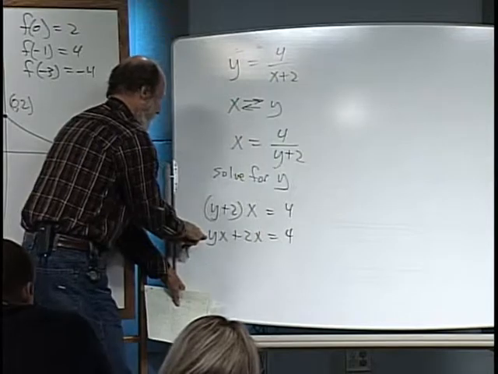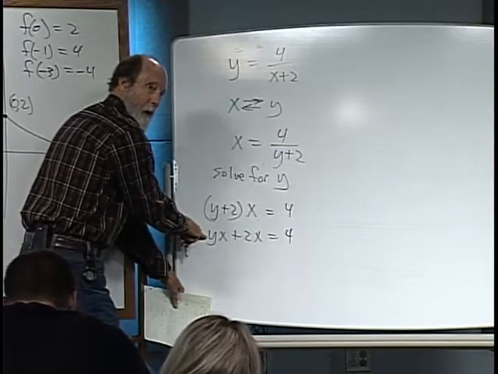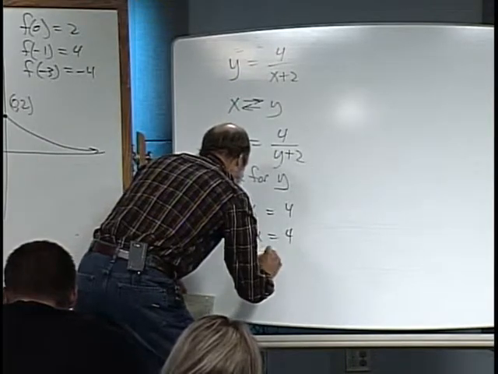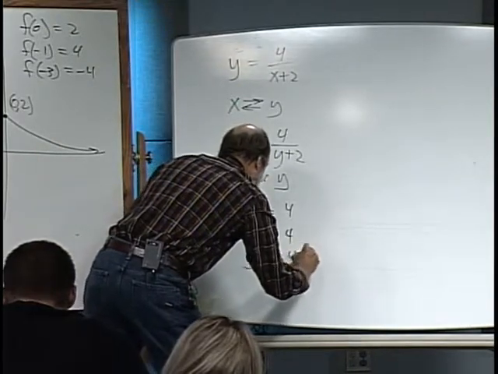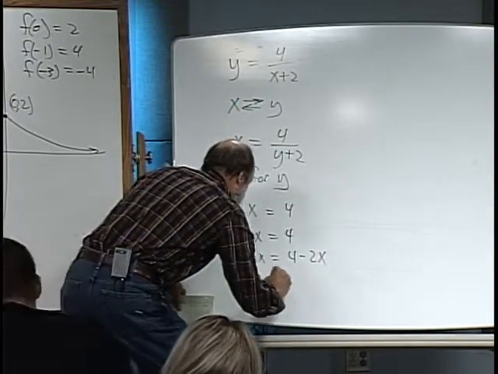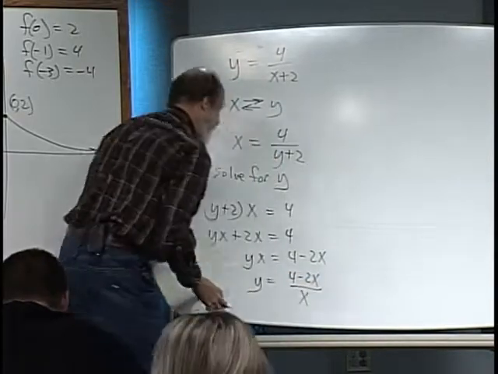And now here's the y right here. So we need to isolate the y. So we're now going to kick all this stuff over to the other side. So we have y times x equals 4 minus 2x. And then we're going to divide both sides by x. And we're going to get 4 minus 2x over x.